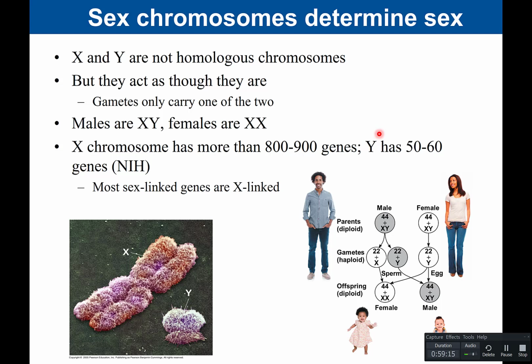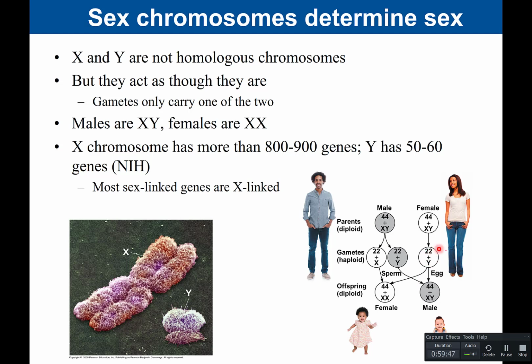Now, males are XY. So when sperm are made through meiosis, if we look at the adult male, he has 44 autosomes plus an X and a Y. When that goes through meiosis, you get 22 autosomes and an X, or 22 autosomes and a Y. Depending on which one fertilizes the egg, that's going to determine the gender or the sex of the offspring.